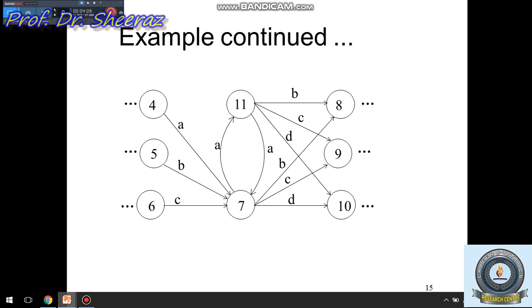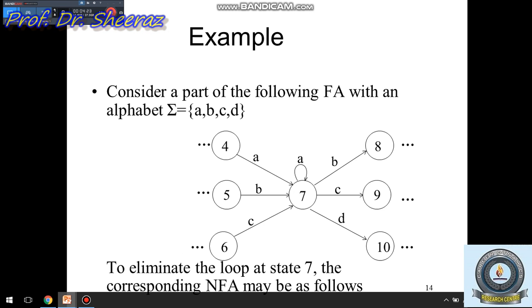So you can see that we have developed a state like this. तो 7 की जगह हमने 7 और 11 connect कर दिया. 7 पे चूँकि loop था तो हमने इसको connect कर दिया through 7 and 11. And the rest of the diagram is the same.